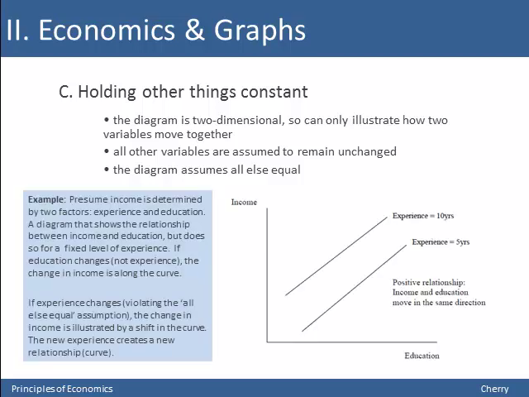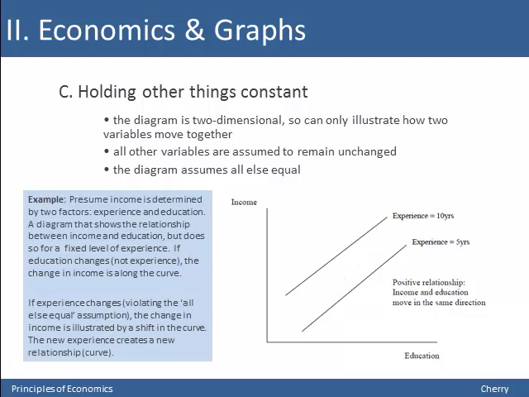So for example, suppose that income is determined by two factors, experience and education. Now there might be other variables that matter, but just for simplicity we're just going to look at these two factors. So we have a diagram here, a scatter plot, a line that was estimated from a bunch of observations and data that was collected. So we have this line that illustrates the relationship between income and education. And as we see, it's upward sloping, so it's a positive relationship as we might expect, right? Greater education leads to greater income.